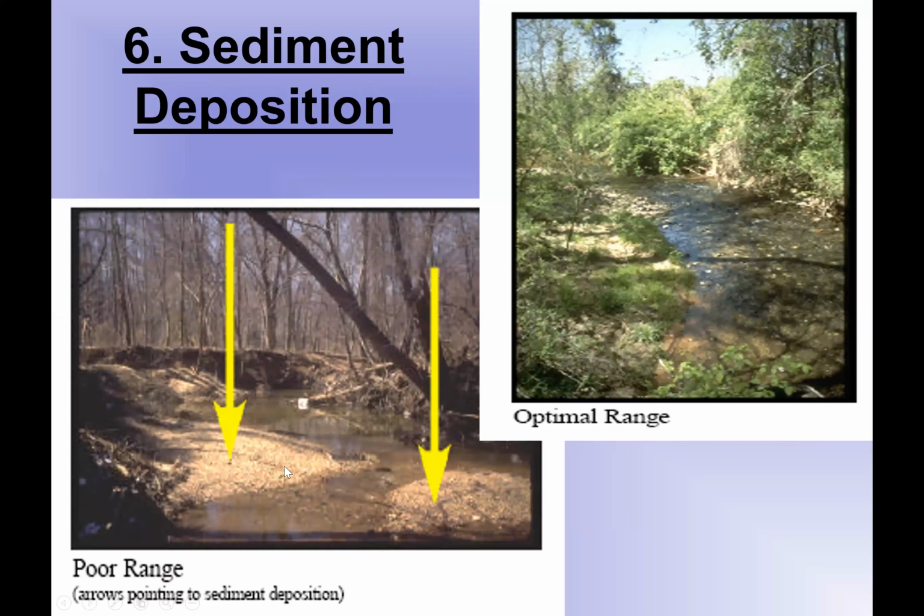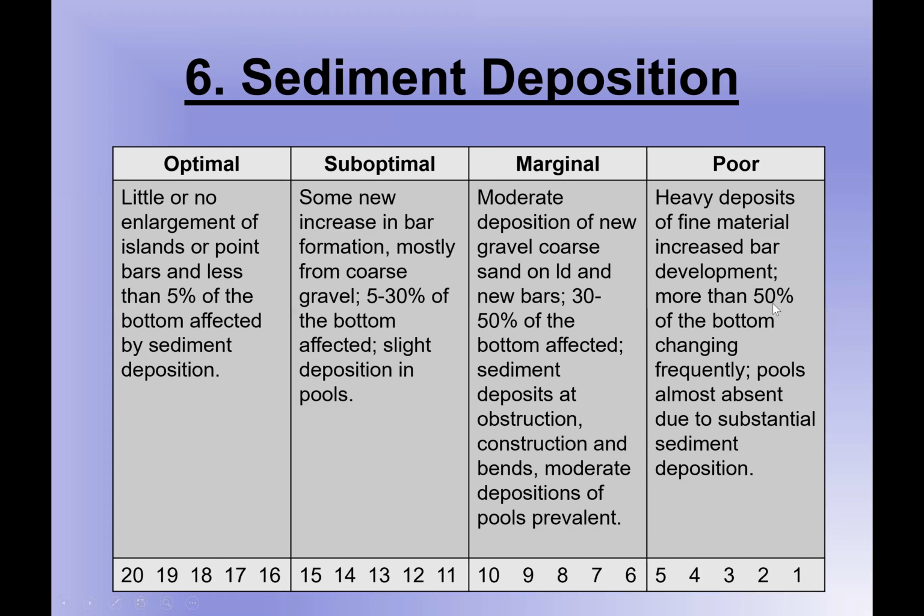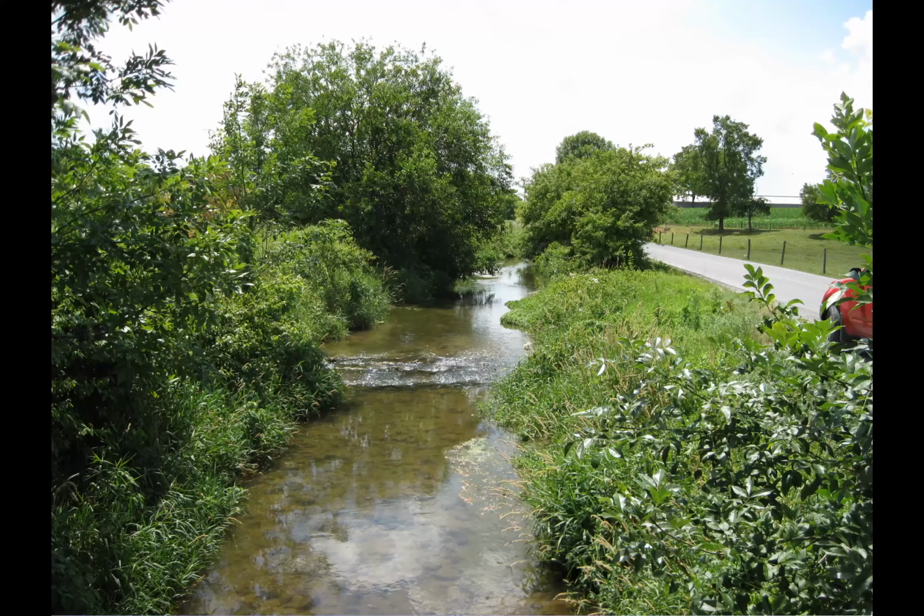So this is a very good indication. These are poor indicators where that sediment is kind of being deposited in the middle or on the edges. Here, yeah, you have some cobble, but it's mostly cobble. It's not the sediment and fine stuff. It looks like it's fairly good characteristics. So little or no enlargement of islands or point bars. We have some, depending on what you look at. Once again, the percentages are going up with the bottom affected by point bars or changes or sediment islands. So I don't see this as a site in Lancaster County. This one I don't see much deposition.